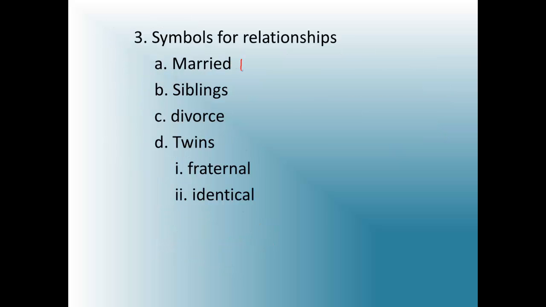So here's married, you show one line in between. Siblings, it's like a fork, so they're all connected together like that. A divorce, it's got a line through it. Also, let's say that you have a male and a female who have a child, but they were never married. That's a dash line.